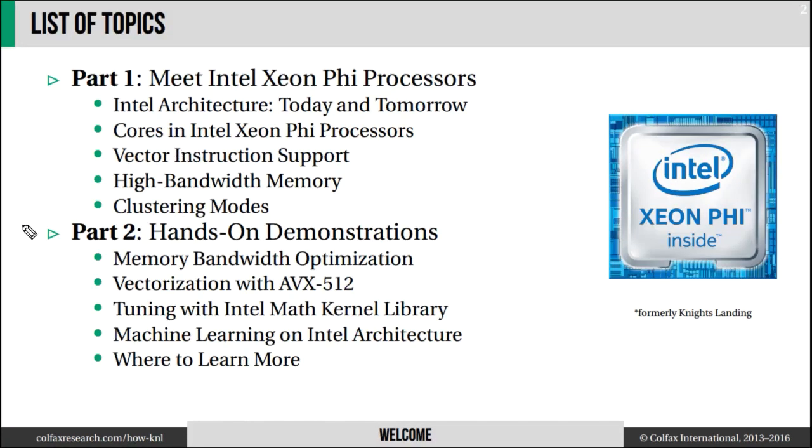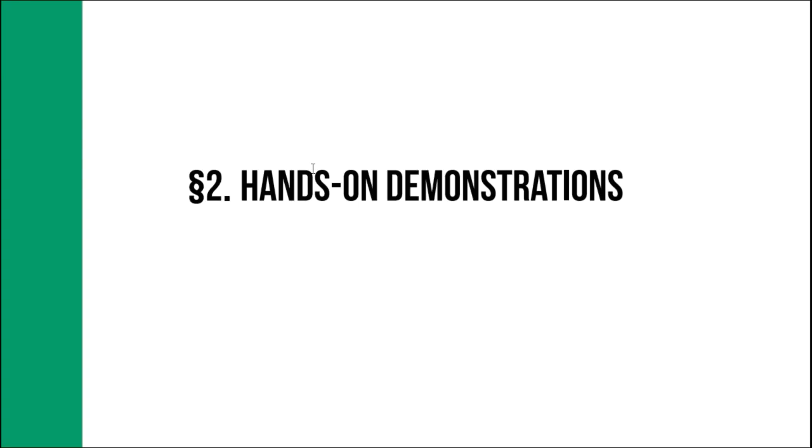This episode begins part 2 of the workshop, where I will run several hands-on demonstrations of performance optimization on Intel Xeon Phi processors. In this video, I will demonstrate memory bandwidth optimization, and if something doesn't sound familiar, you can revisit episode number 4, where I talk about memory organization in Xeon Phi and about the high bandwidth memory. So let's begin.